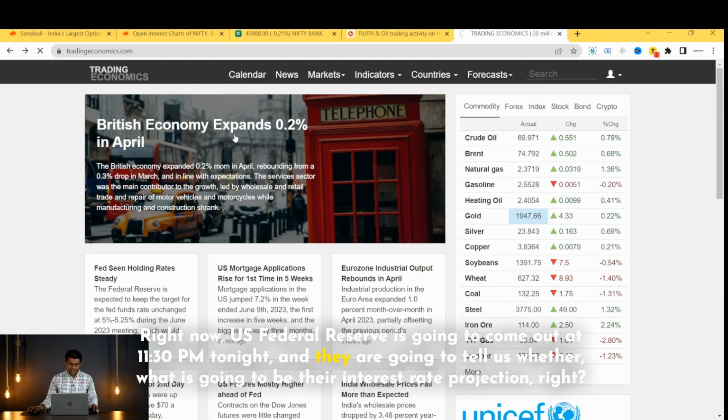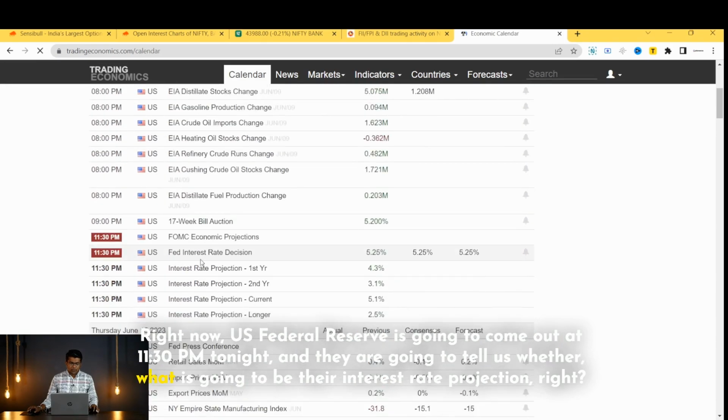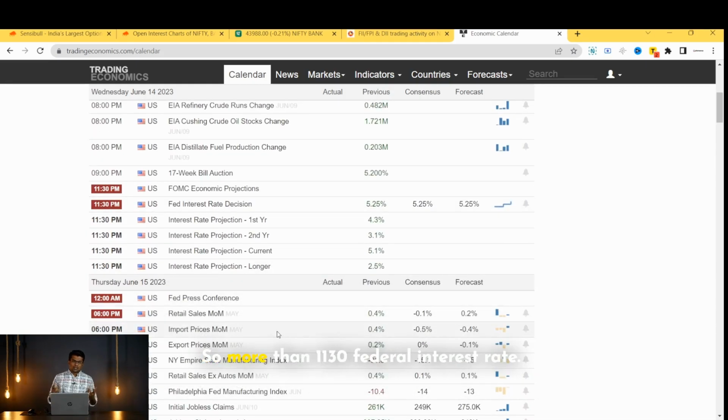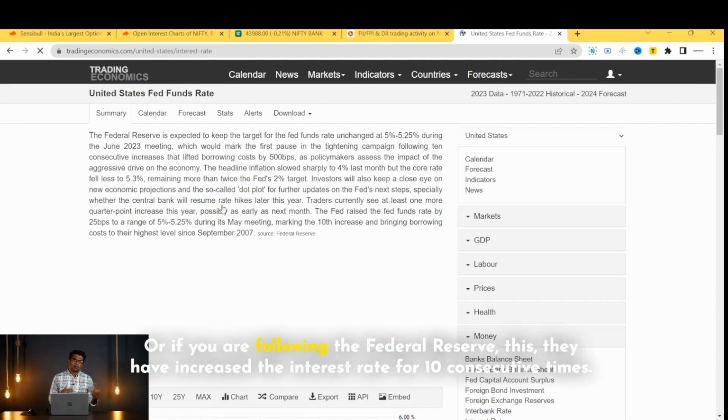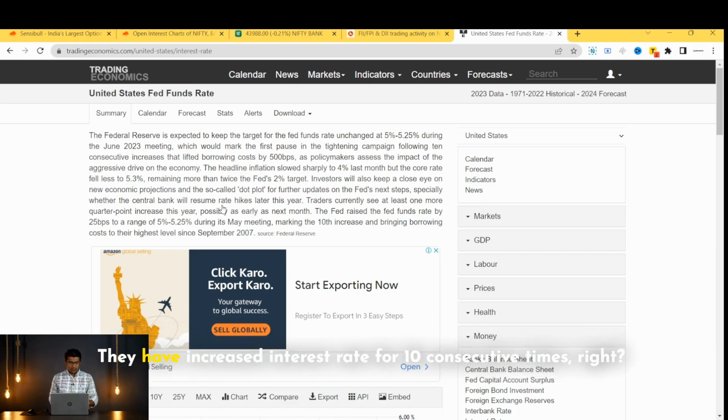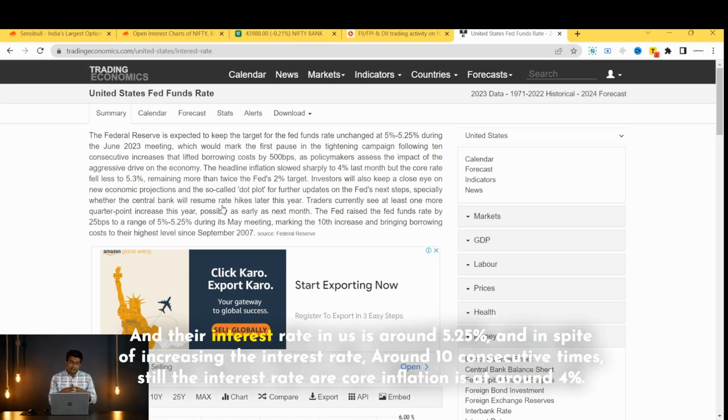tonight, and they are going to tell us what the interest rate projection is, right? If you are following the Federal Reserve, they have increased the interest rate 10 consecutive times. They have increased it 10 consecutive times, right? And the interest rate in the US is around 5.25%.